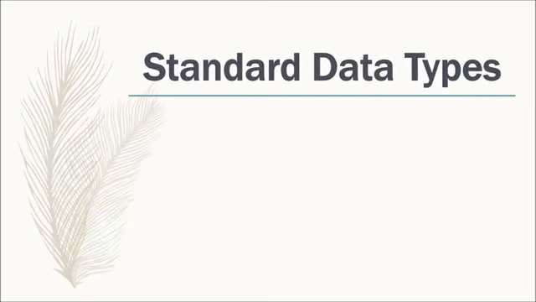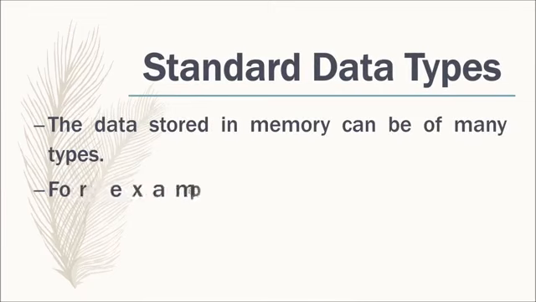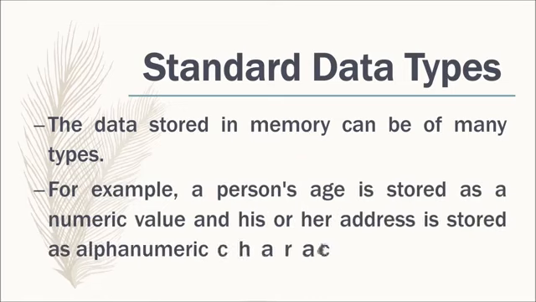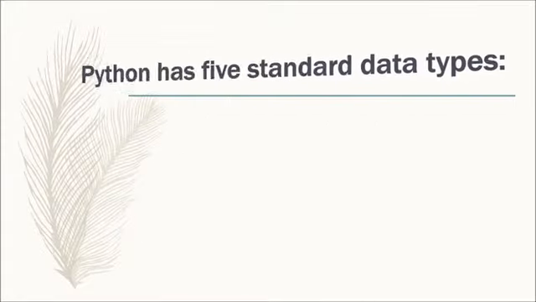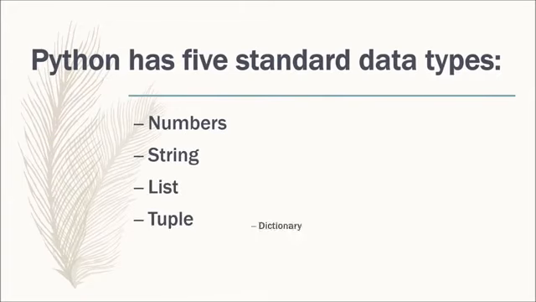Now, on the standard data types, the data stored in memory can be of many types. For example, a person's age is stored as a numeric value and his or her address is stored as alphanumeric characters, which is why Python has 5 standard data types: numbers, string, list, tuple, and dictionary. What we're going to talk about in this video is just numbers and strings.